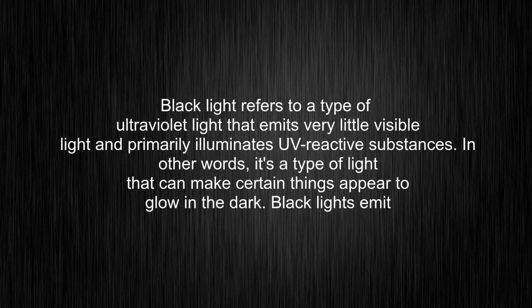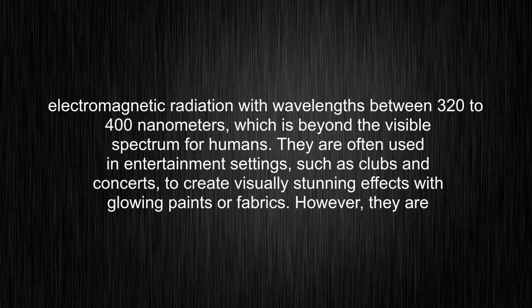Black light refers to a type of ultraviolet light that emits very little visible light and primarily illuminates UV-reactive substances. In other words, it's a type of light that can make certain things appear to glow in the dark. Black lights emit electromagnetic radiation with wavelengths between 320 to 400 nanometers, which is beyond the visible spectrum for humans.